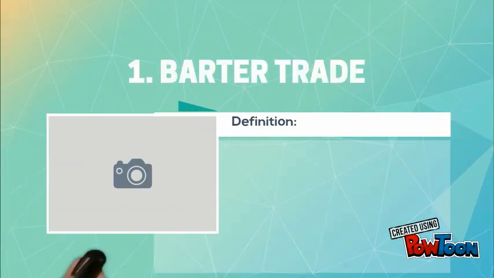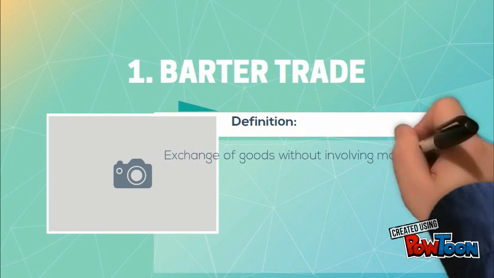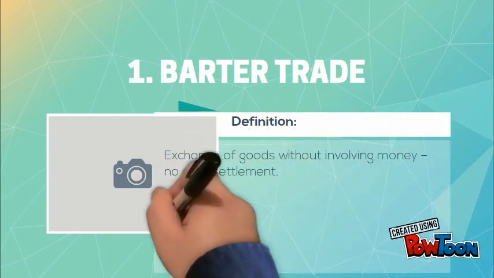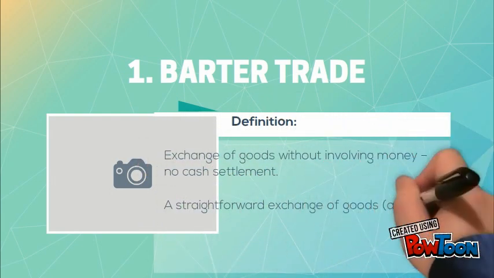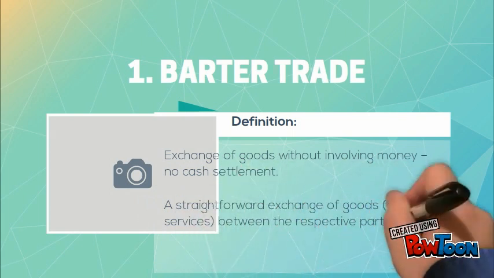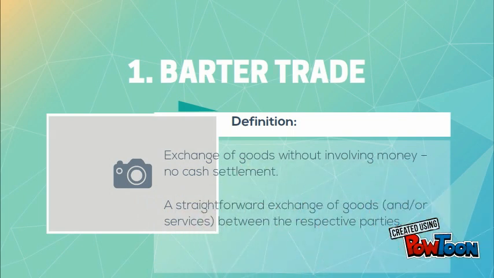The first one is barter trade. Basically, barter trade is an exchange of goods without involving money or no cash settlement. It is a straightforward exchange of goods and services between the respective parties.